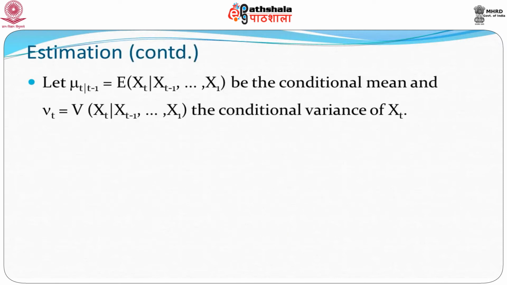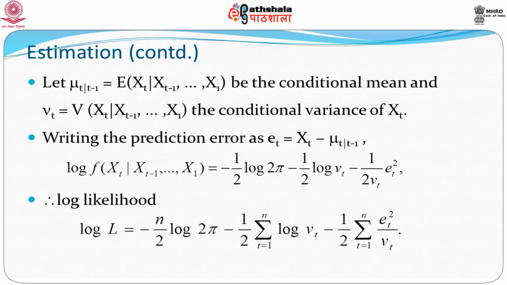Now, let us take mu t given t minus 1 as the conditional mean, that is, it is the expectation of x t given the past values x t minus 1 to x 1. Similarly, mu t would be the conditional variance of x t. Once we are given mu t given t minus 1 and mu t, we can write the prediction error as x t minus mu t given t minus 1, and we will call this e t. So, e t is the prediction error.